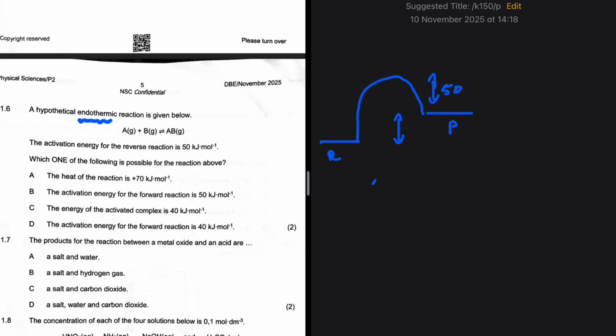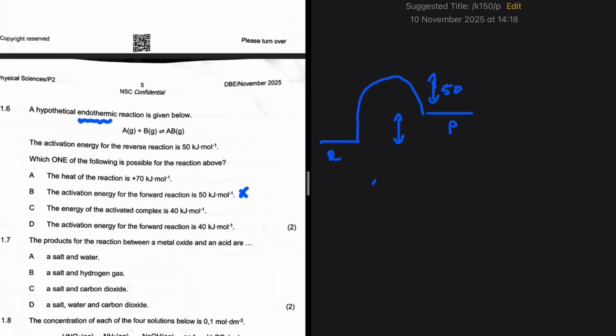What about B? The activation energy for the forward reaction is 50 kilojoules per mole. That cannot be the case. We cannot have the activation energy of the forward and the reverse being equal to each other and then conclude that the reaction is endothermic. So B cannot be correct, right? And then C, the energy of the activated complex is 40 kilojoules.